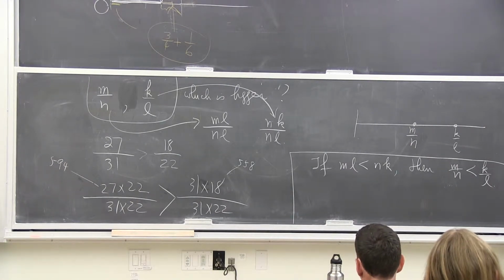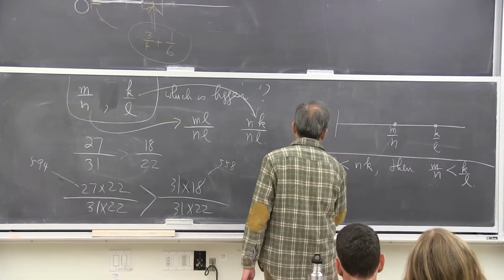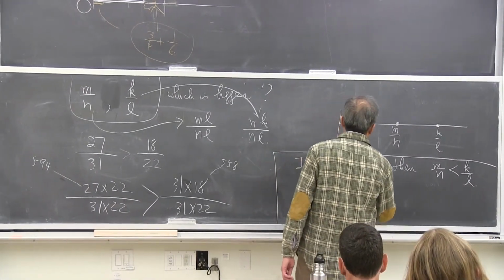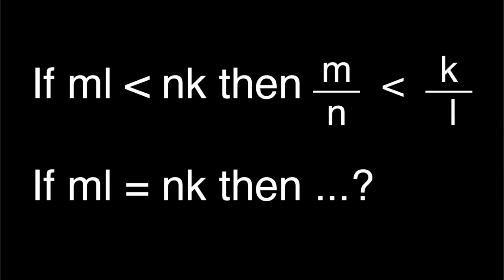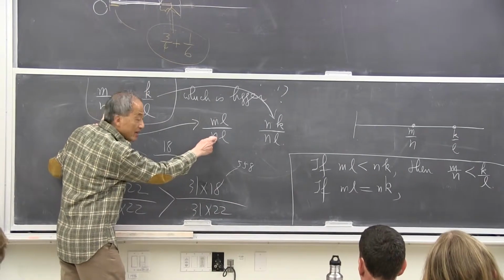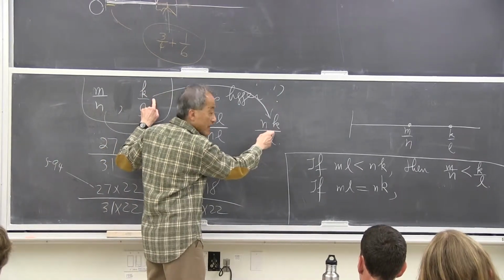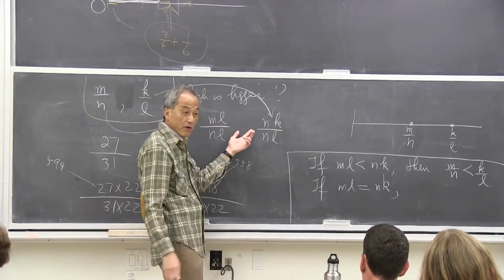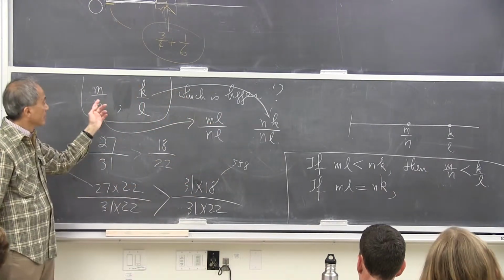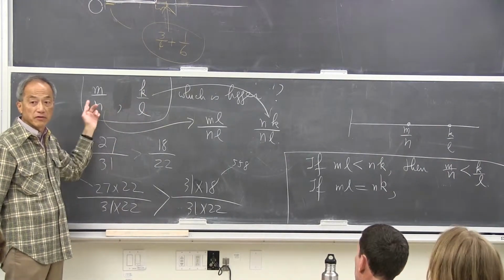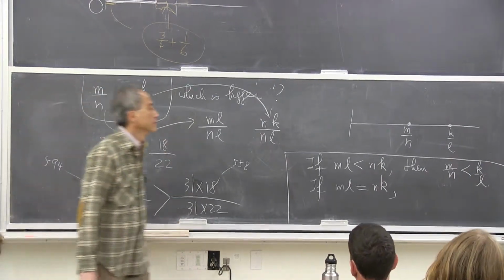By the way, suppose ML is equal to NK. What's the conclusion? M over N is equal to K over L. Of course, right? Because this is equal to this. Right. This is equal to this. And when you rewrite them in this format, they turn out to be the same fraction. They are the same fraction in the first place.